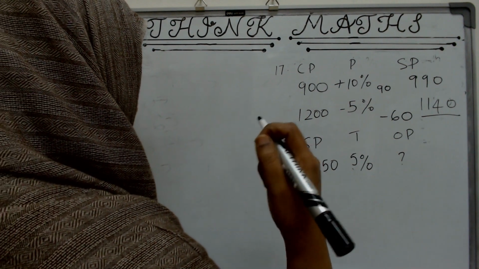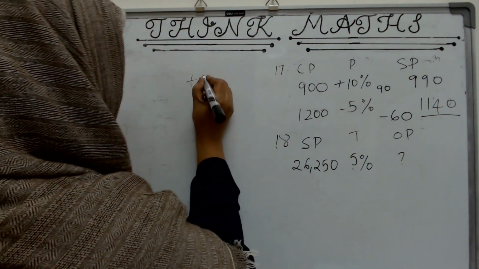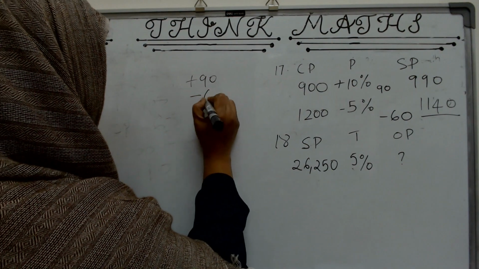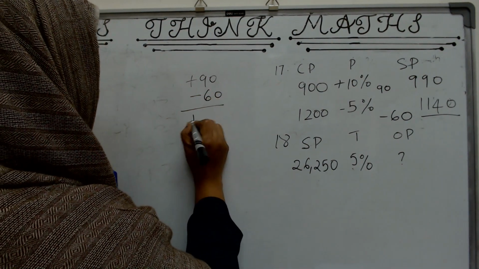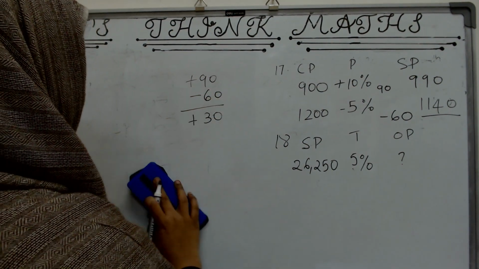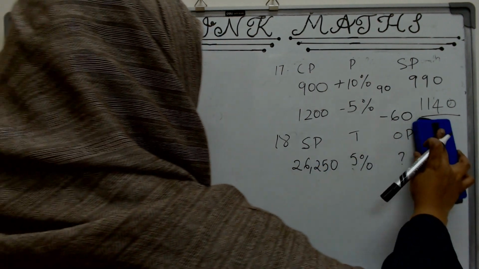So therefore what did he have? Plus 90, which is the profit, minus 60, which is the loss. So the profit is plus 30 rupees. What a waste of time, right?